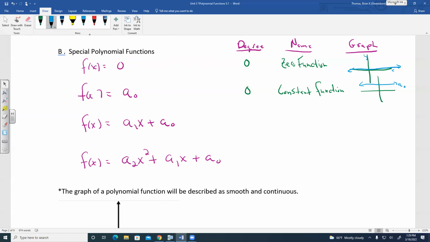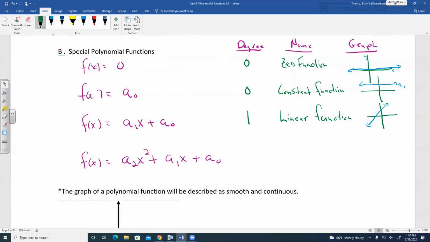So if I have f of x equals a sub 1 times x plus a sub 0, that's going to be a degree 1 polynomial. And it's called a linear function. Linear functions are going to take the form of a line. So from a graphing perspective, it's going to take on some type of slope, and it's going to run either that way, or remember, it depends on whether the slope is positive or negative, in which way it's going to run.